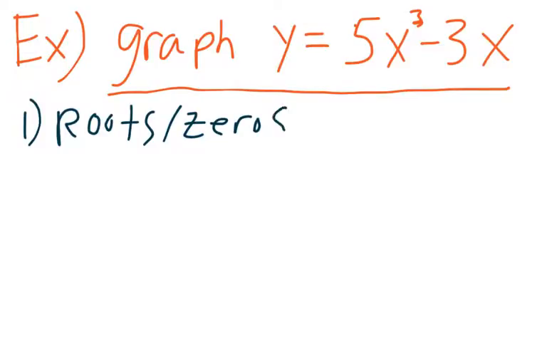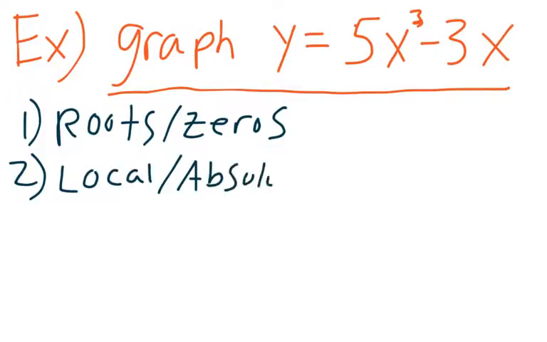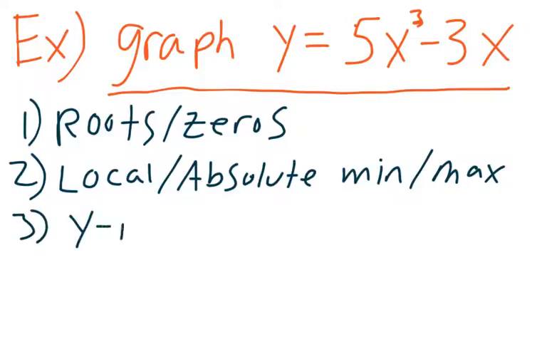You'll see zero spelled with an E or not an E. They're both fine. Also look for your local and absolute min and max. Look for all those points. You want to plot those points on your graph. And also, of course, the y-intercept. You want to plot these points on the graph. That way, you can then trace the graph around those points or through those points, like connect the dots, and make it nice and neat.